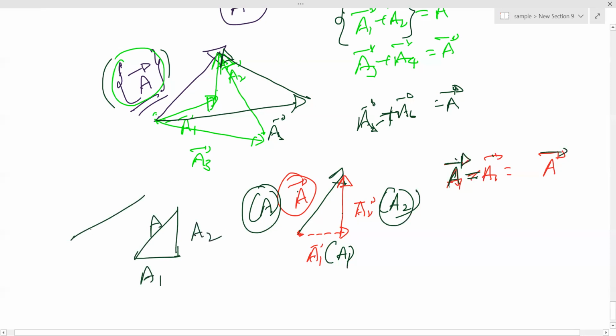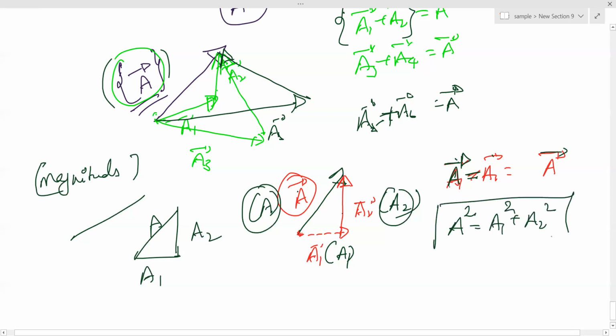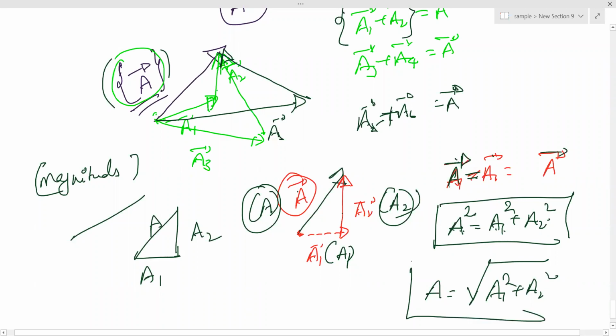Yes, sir. For relating magnitudes I am writing this. This is understood. Yes, sir. I know length will represent the magnitude, that is all. So from the right angle triangle, what is the Pythagoras theorem? A square is equal to A1 square plus A2 square. Got it? So like this also, magnitude you can relate. If you know A1, A2, you can get A. If you know A and A1, you get A2. If you know A and A2, you can get A1. That means A can be written as root over A1 square plus A2 square or not? Yes, sir.